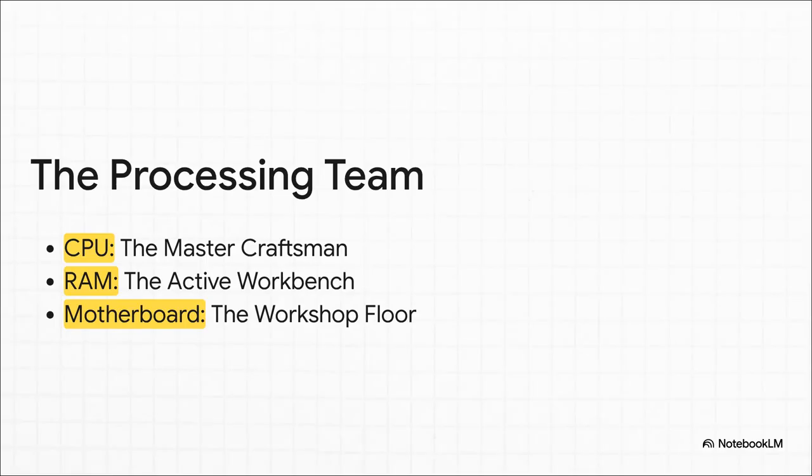So, inside this workshop, you've got a couple of key players on the team. First up, there's the CPU, the central processing unit. Think of it as the master craftsman, the brain of the whole operation that does all the heavy lifting. Then you have the RAM, or random access memory. This is its active workbench, holding all the tools and materials it needs for the job it's working on right now. And they both work together on a complex workshop floor that connects everything, but more on that in a minute.